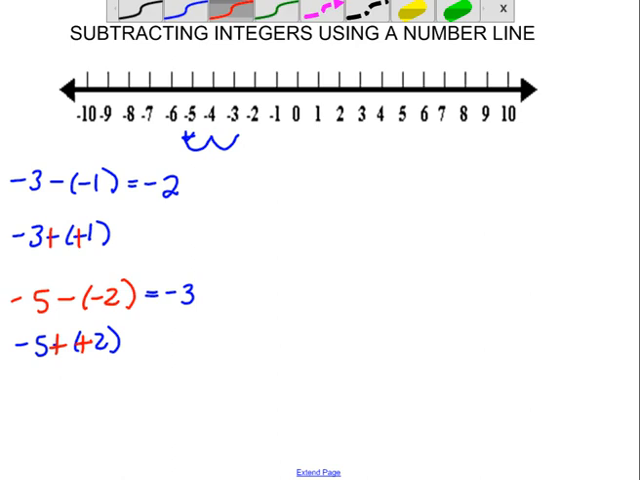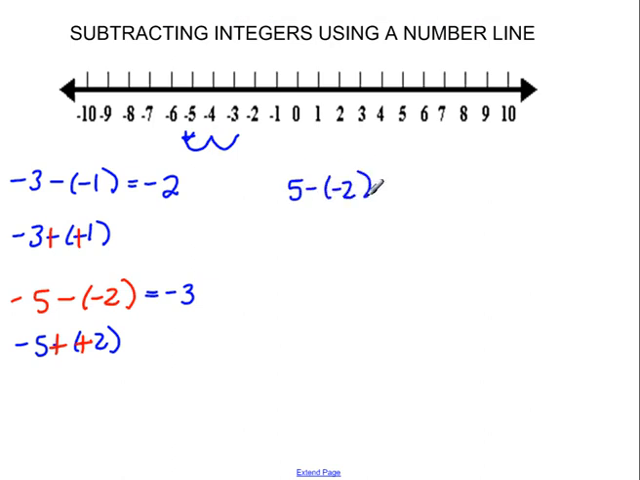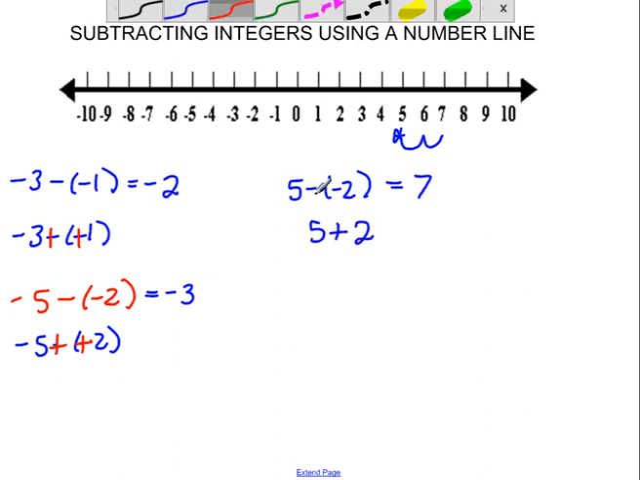So let's do a few where maybe we start with something positive. So let's get our eraser. In this case, we're going to start at 5. But because we're subtracting a negative, we're going to move to the right. So it's really like we just did 5 plus 2, because subtracting a negative, you add the opposite. And one more like that.